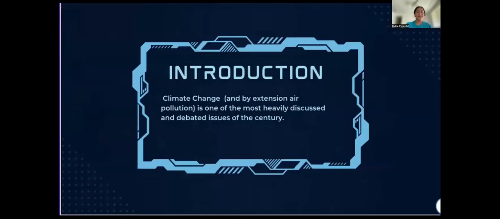So climate change, and by extension air pollution, is one of the most heavily discussed and debated issues of the century. It has increasingly become a more prevalent issue and certainly an issue that we can no longer ignore. While surveying possible indicators for climate change, we found that air pollution was a strong one. From there are many routes for change that can be followed, and the one we picked was AI.